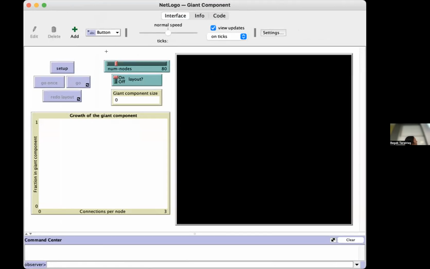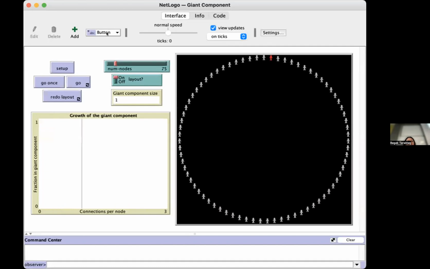So this model on NetLogo basically simulates a random graph and the formation of a giant component. It starts with the number of nodes set to 80, but you can vary this to see whether the phase transition happens at another time. When you hit setup, you will have 80 people as a circle. If you go once, just 2 people will be randomly connected with a probability, set probability.